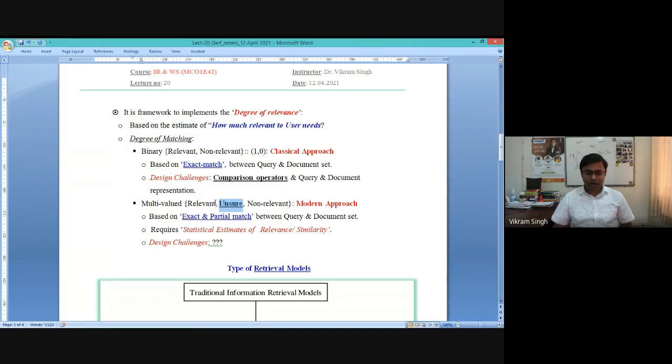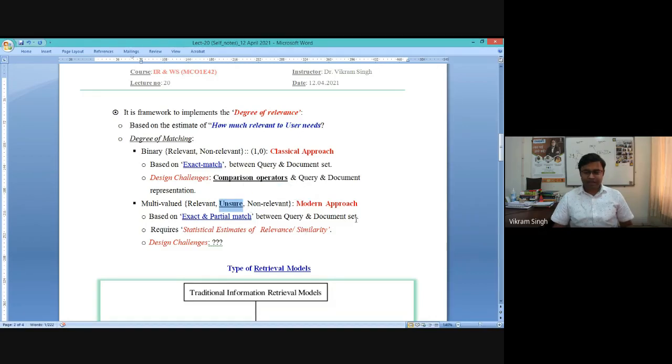So for the relevant part, whichever documents are relevant will have the exact match. And those which are not matching at all go to the block called non-relevant. But there is a third block which occurs in most systems. Most of the models are capturing it. It is called unsure, and it is the difficult part which is designed in most of the modern retrieval systems, right?